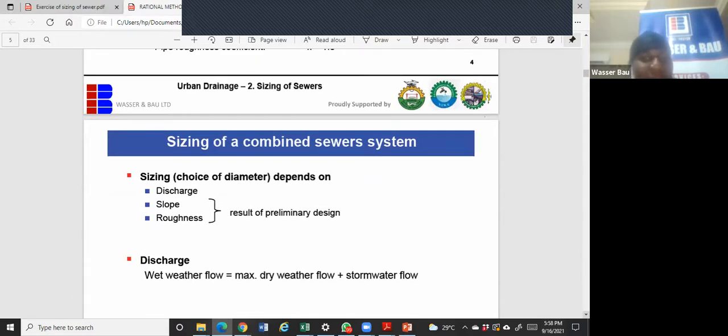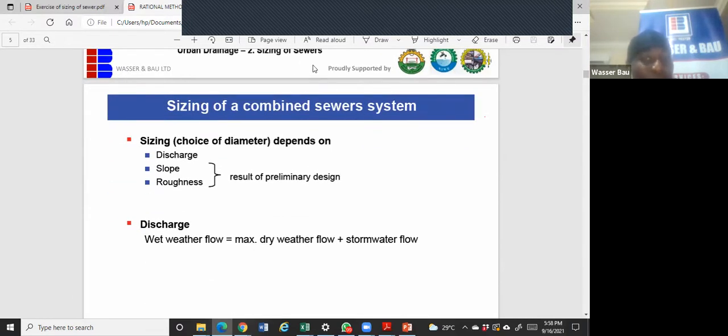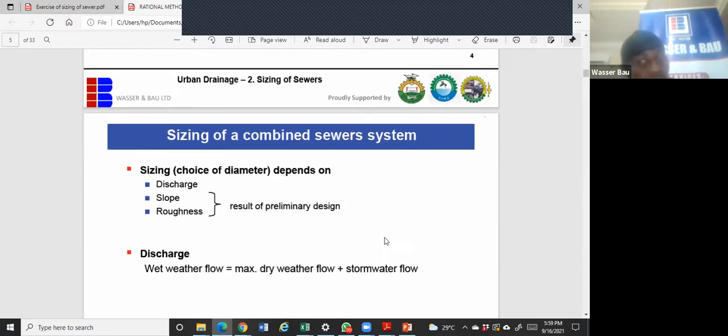When you finish those parameters and you get your Q, pipe sizing will depend on the discharge, the slope, and the roughness. And the discharge will be the maximum dry weather flow plus the storm water flow. That's for the combined system anyway.